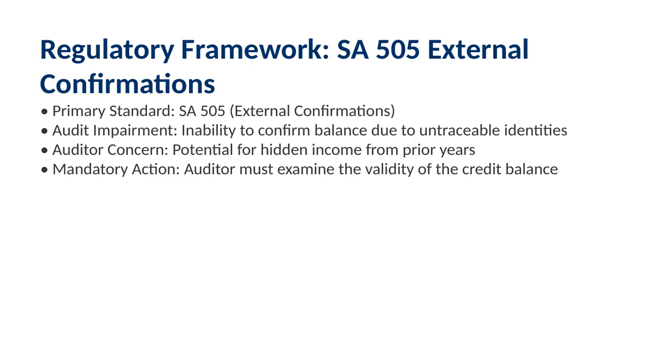First, acknowledge that since the identities of the trade payables are not traceable, the auditor cannot confirm the balance as it appears in the financial statements. Now, think like an auditor. Why is this balance still there? It is highly possible that an income of 5 lakh rupees was hidden in previous years. Therefore, the statutory auditor must examine the validity of this credit balance.